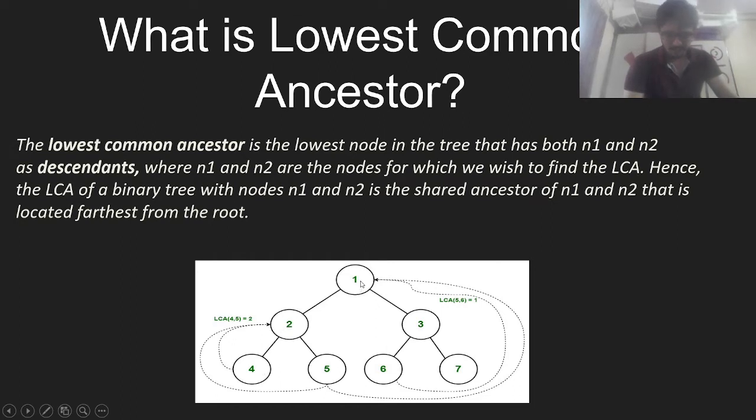So, for example, the path from 1 to 4 is 1, 2, 4, and here 1 to 5 is 1, 2, 5. You start comparing both the paths. One node is common in both of them, 2 is common in both of them. Then come 4 and 5. So here is where the two paths differ. The node just above that, that is 2, is the answer. Is this clear to everybody?